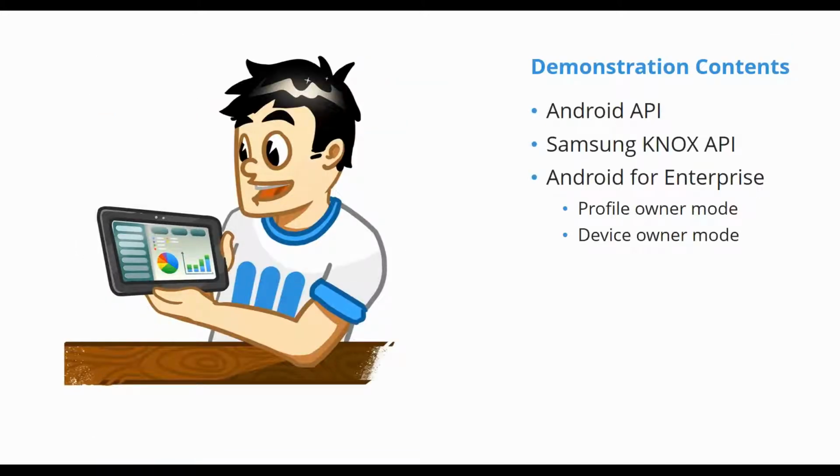So just a bit more about the demo. Andreas is going to show all the different ways to manage your Android devices in Miradore Online and what types of functionalities they include. This will include first showcasing the normal Android API, and then showing the Samsung KNOX API for those of you with Samsung devices, and then finally showing Android for Enterprise, which includes both the profile owner modes and the device owner mode. So with that said, let's begin the demonstration, and I'll hand it over to Andreas.